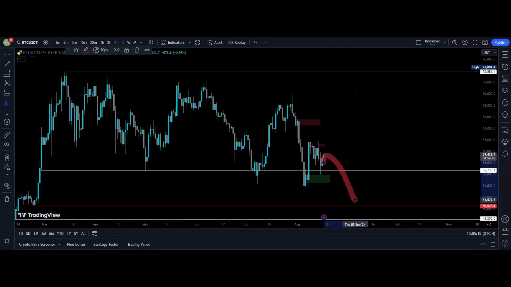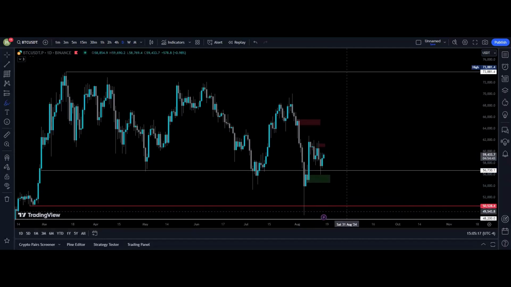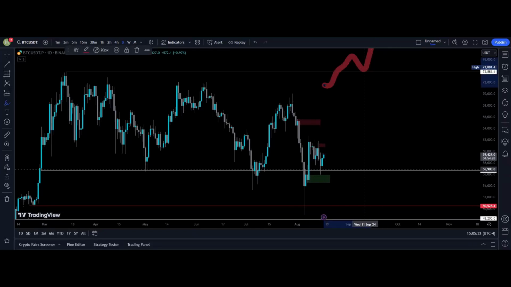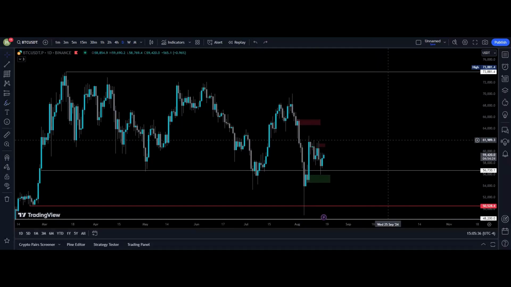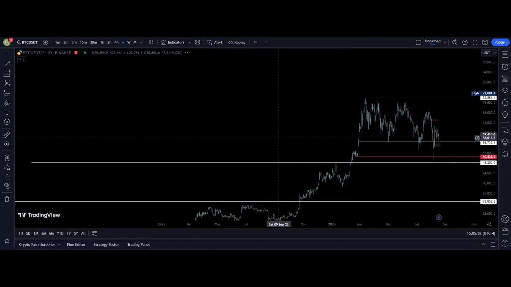Validation would be losing the range low again, which will lead us to the lows, that is 50,538. So is that still in play? Yes, it is. It will remain in play as long as we are in this range, right? Now above, breakouts play. Now that is pretty much it for the high time frame.